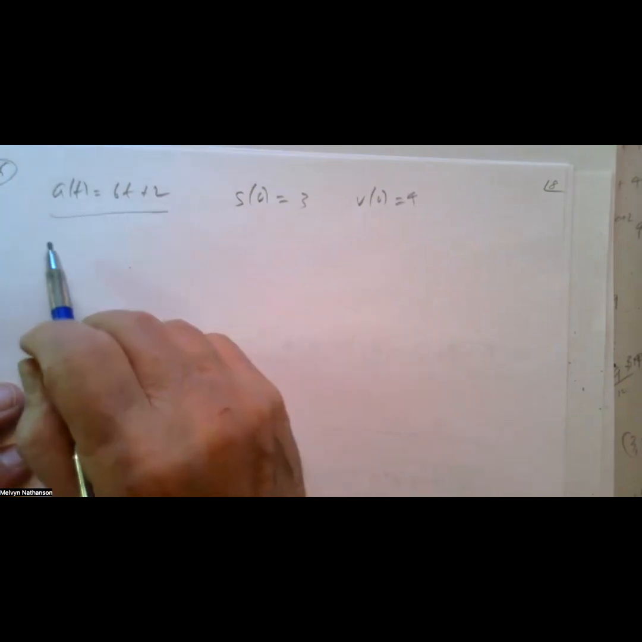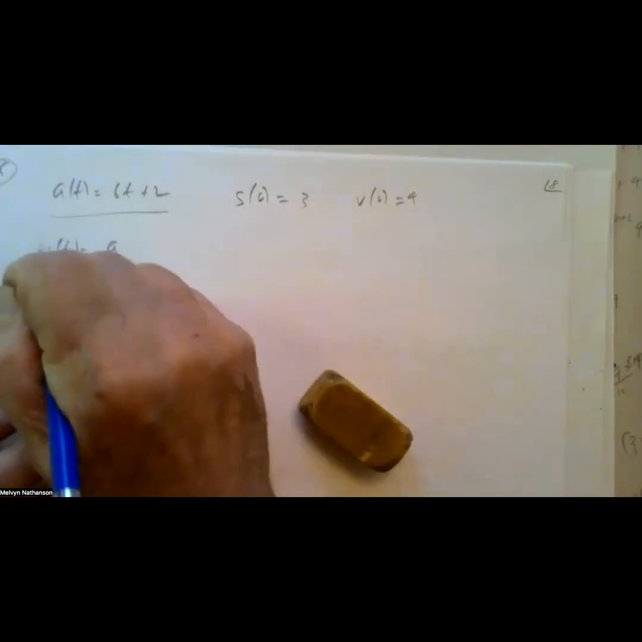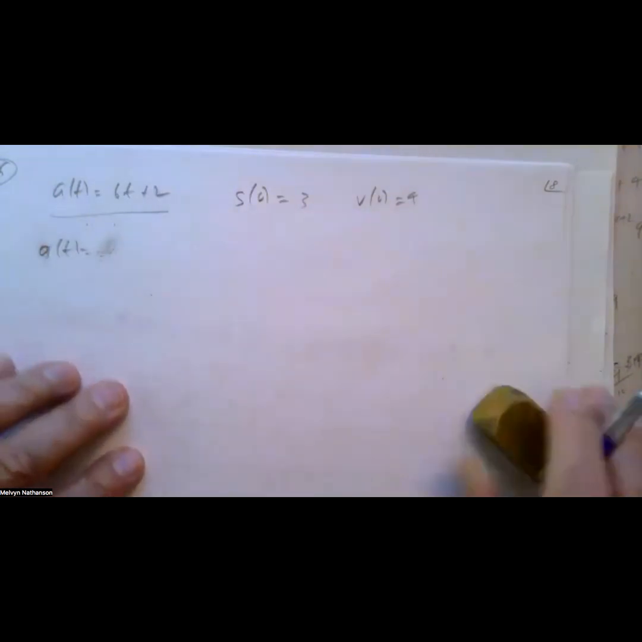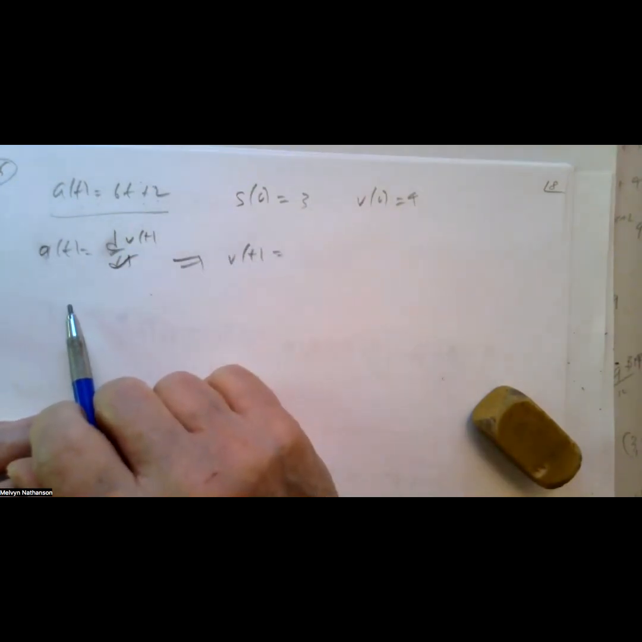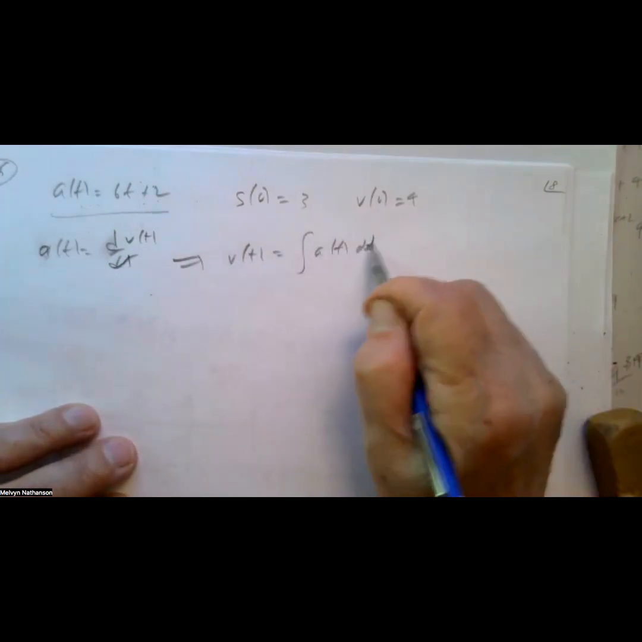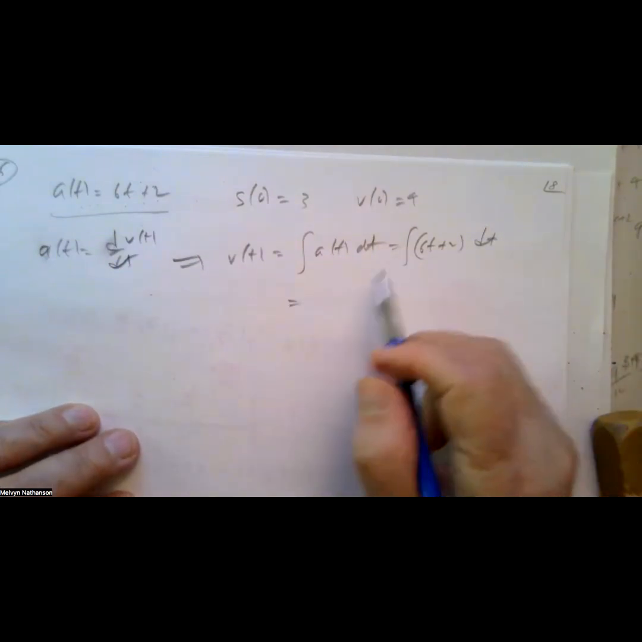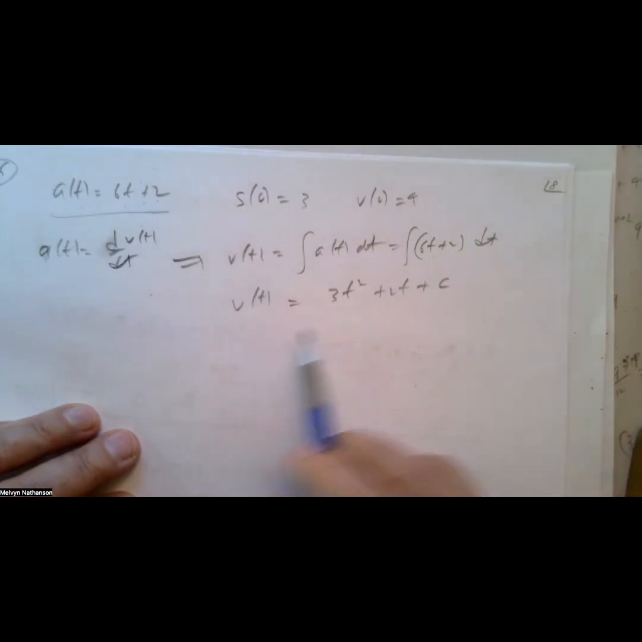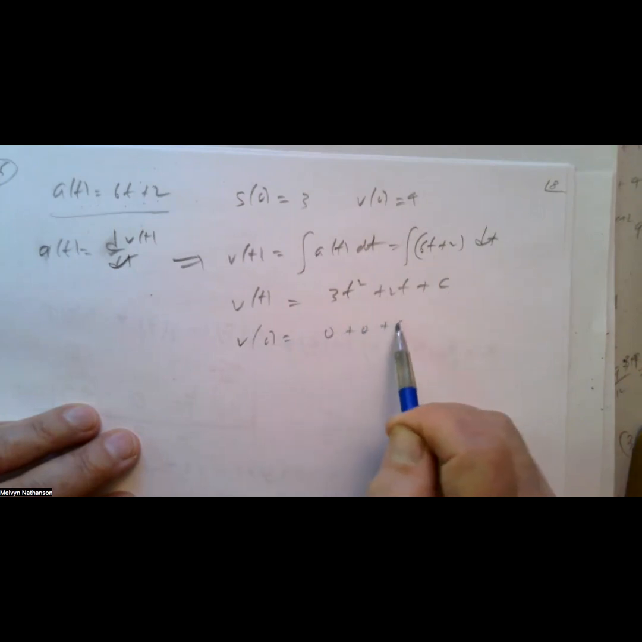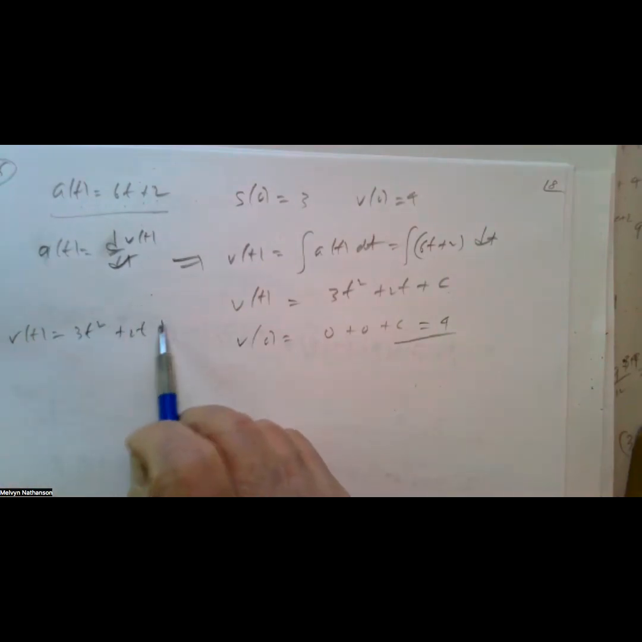So the acceleration is 6t plus 2, and the acceleration is the derivative of the velocity, which means the velocity is the antiderivative of the acceleration. So it's the integral of 6t plus 2. And the integral of 6t plus 2 is 3t squared plus 2t plus a constant. And what is the constant? Well, v at 0 is 0 plus 0 plus c, which is 4. So the constant is equal to 4. So my velocity, v of t, is 3t squared plus 2t plus 4.